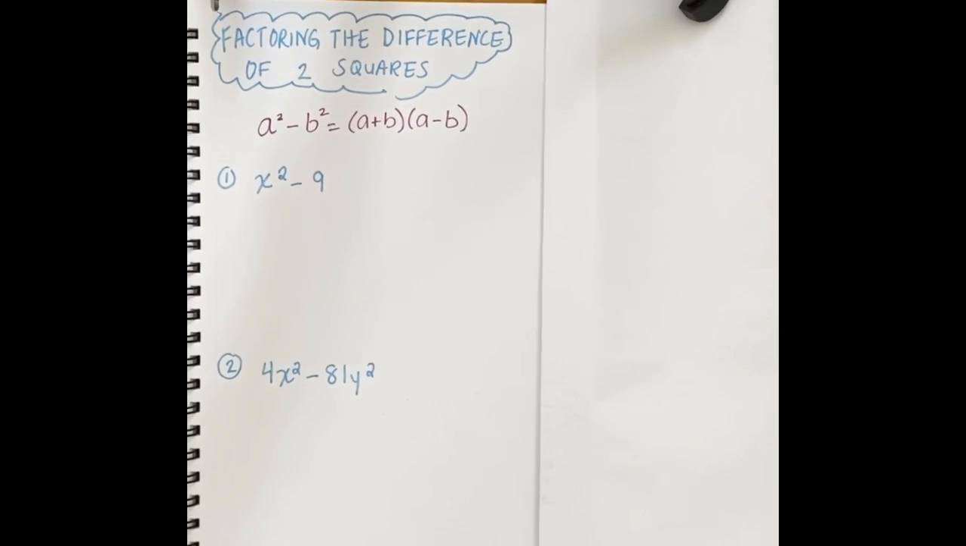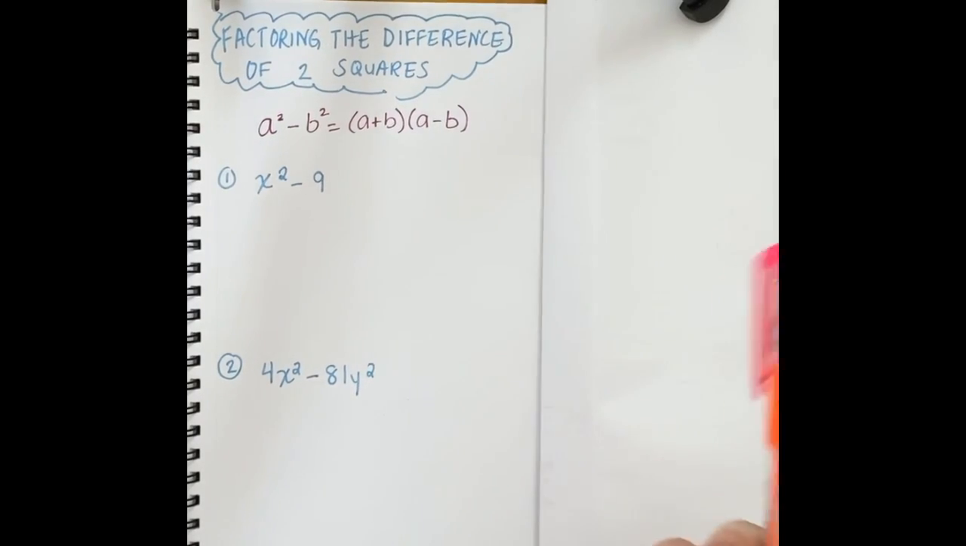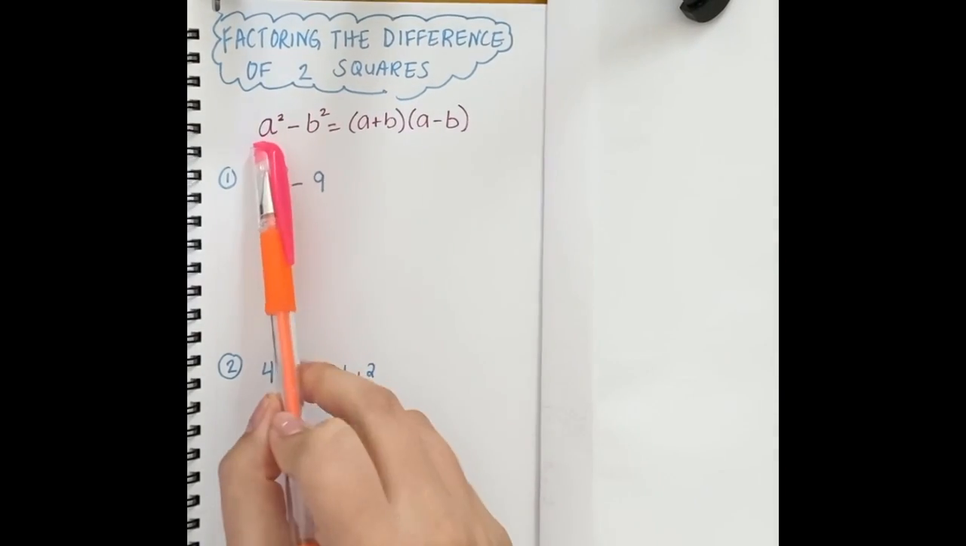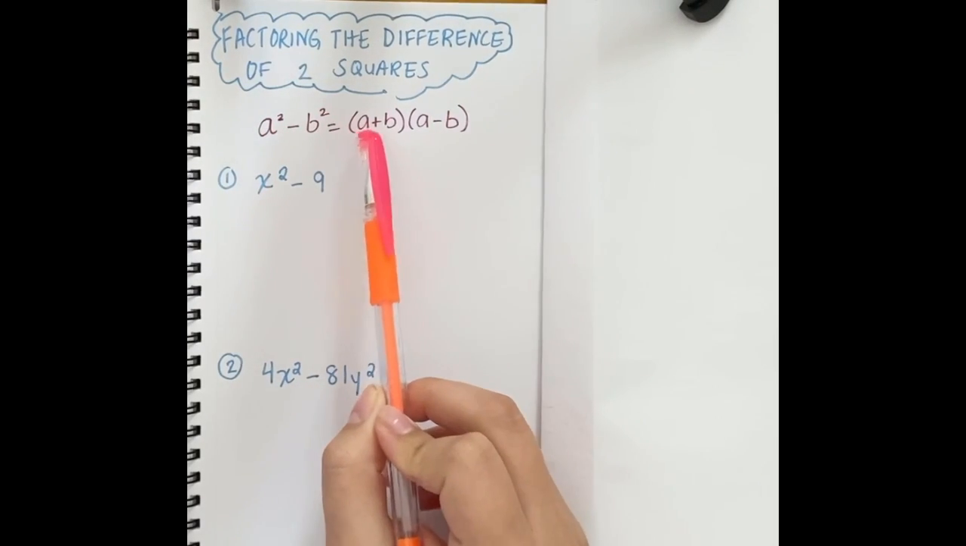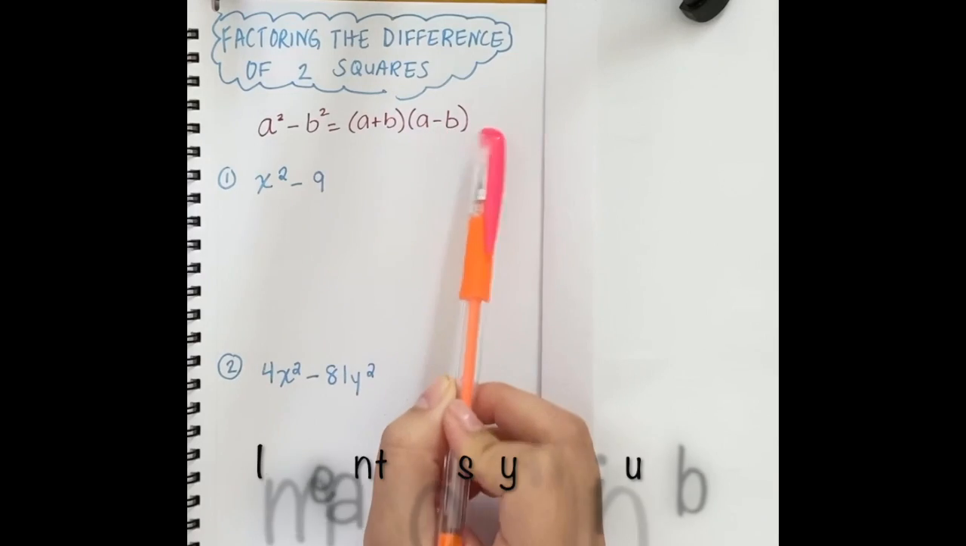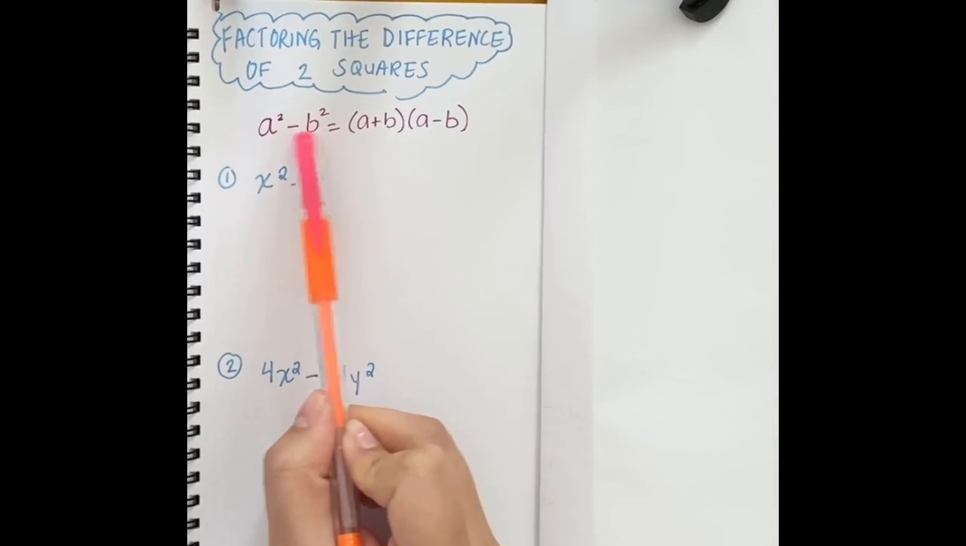Lesson 6 talks about factoring conjugate pairs, and that's what we're going to do. That's actually factoring the difference of two squares, which in the lesson they show something that looks like this: a squared minus b squared equals a plus b times a minus b. So you're actually going to have to recognize perfect square numbers.